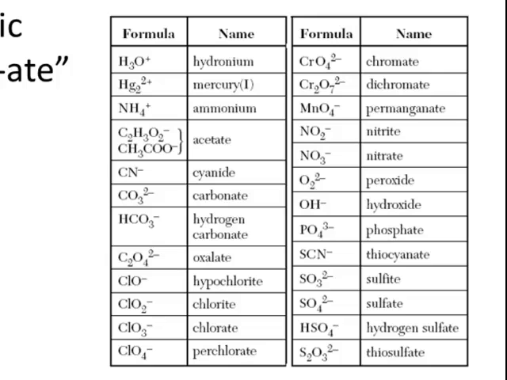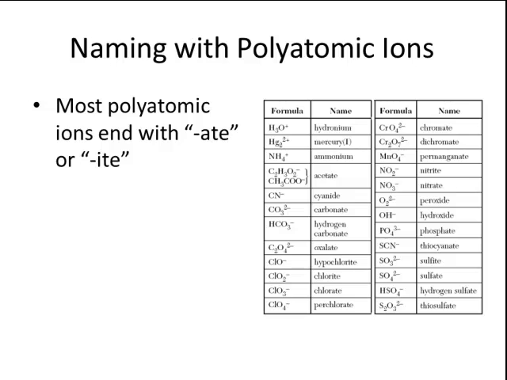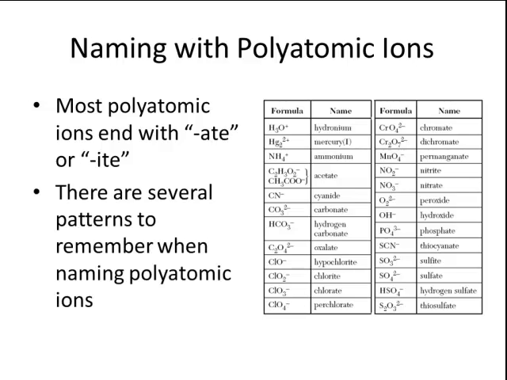When you look at the names of these polyatomic ions, most of the ions end with ate or ite. There are a few ions that end with IUM or IDE, but they're not nearly as common as the ones that end with ate or ite. There are also several patterns to remember when naming these polyatomic ions.